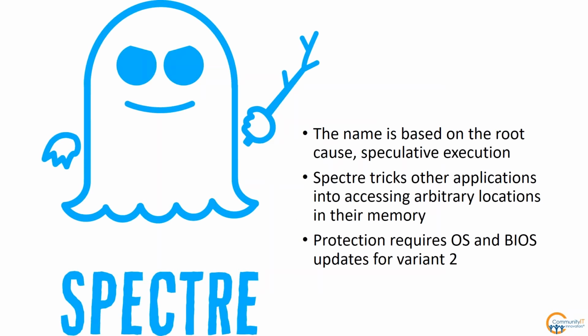The other vulnerability that was uncovered by these security researchers was a vulnerability called Spectre. And Spectre is named based on the root cause, which is speculative execution. Spectre kind of tricks applications into accessing different locations in memory. And this one's a lot harder to exploit, but it's also harder to patch. So this is more like a design flaw in the processor architecture itself.